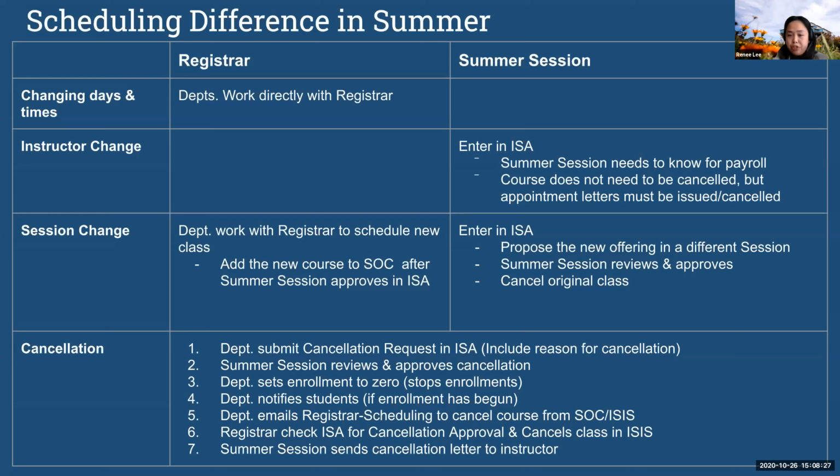If it's an instructor change, because it involves Lisa's area for payroll, you will need to enter this information into the ISA. You're not canceling the course, you're just changing the name of the instructor, and that would help prompt Lisa's workflow to send out the letter to the instructor.